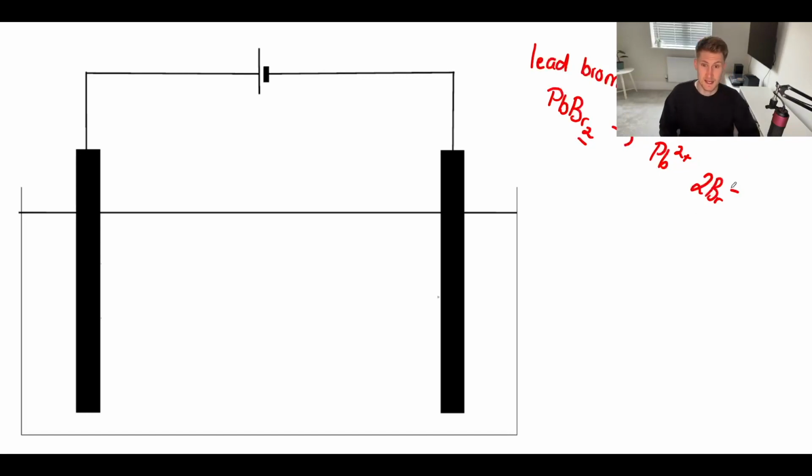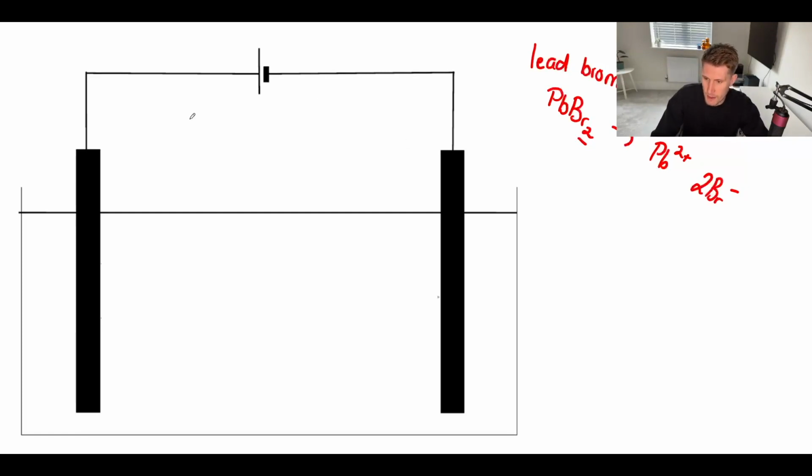Br minus ions. Now, if you don't know why they are forming these ions, I suggest you look at my previous video on ions where we go through this in much more detail to see how we work out if something is 2 plus or 1 minus. So now we know that we've got a Pb 2 plus ion and we've got 2 bromine minus ions in here. We can work out where they'll go to.